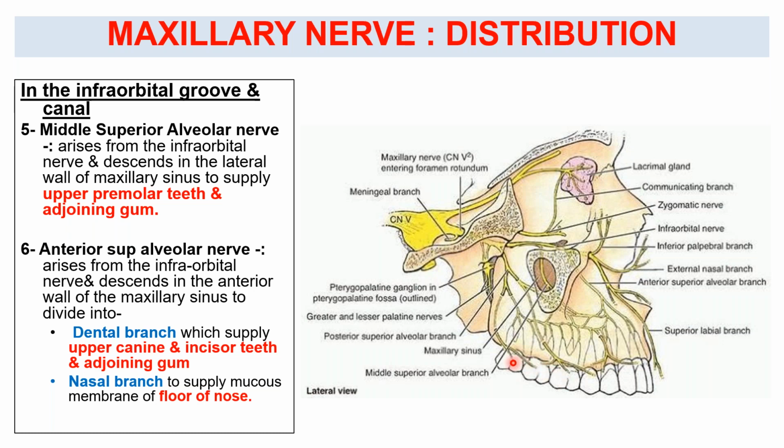So the molars are supplied by the posterior superior alveolar, the upper premolars are supplied by the middle superior alveolar, and the anterior-most, that is the upper canine and incisor teeth, are supplied by the anterior superior alveolar nerve.